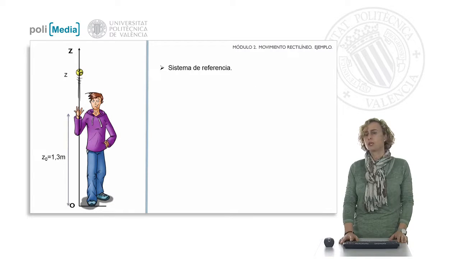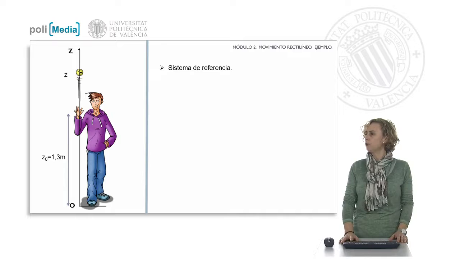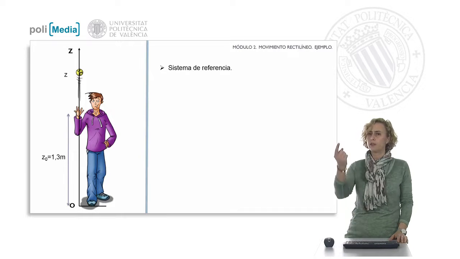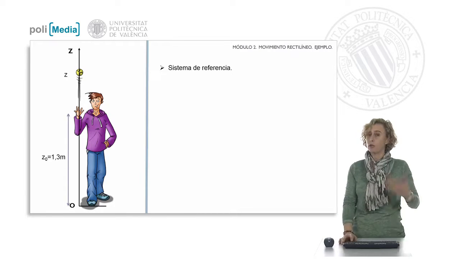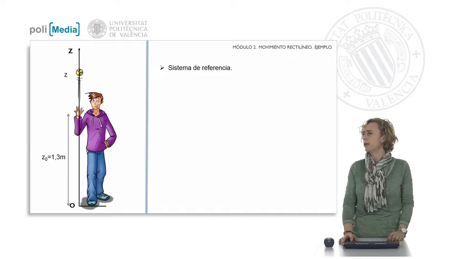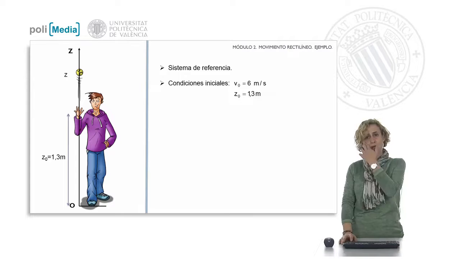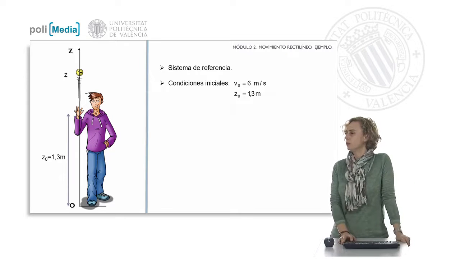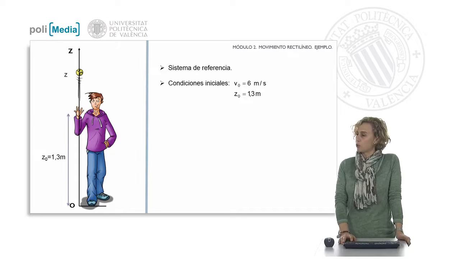The first thing we have to do is to set up a reference frame. We have chosen a reference frame with origin at the ground, and the direction of motion of the ball is the z-axis. We have taken it positive upwards. The initial conditions are that the initial velocity is 6 meters per second, and with our choice of axis, the initial position will be 1.3 meters.